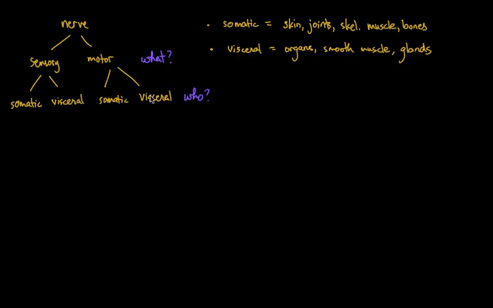So in this video, we're really going to focus on just one of those functions. We're going to specifically focus on the visceromotor function. And that's because, not to play favorites or anything, this is arguably the most important function that a nerve does, right? Because if you think about it, what does visceral mean again? It's organs, smooth muscle, and glands.